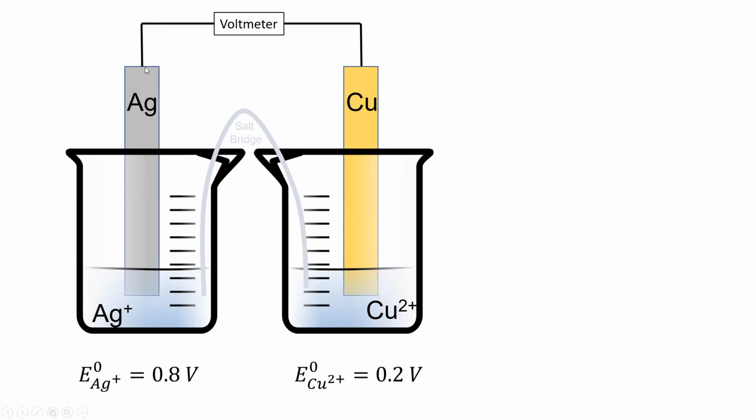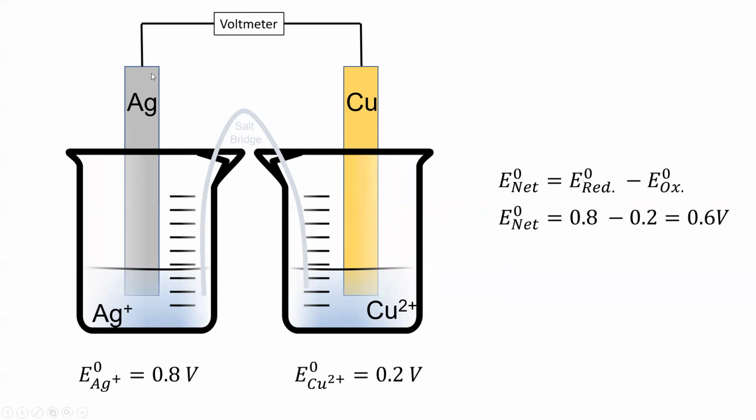To calculate what voltage, what amount of energy we have as electrons move across this wire, we calculate that voltage as the potential for the net reaction, which is the potential of the reduction half reaction minus the 0.2 volts of the oxidation half reaction. Reducing silver can give us 0.8 volts, but we have to give back 0.2 in order to oxidize the copper. And so the total voltage that we expect to see across this cell is 0.6 volts.